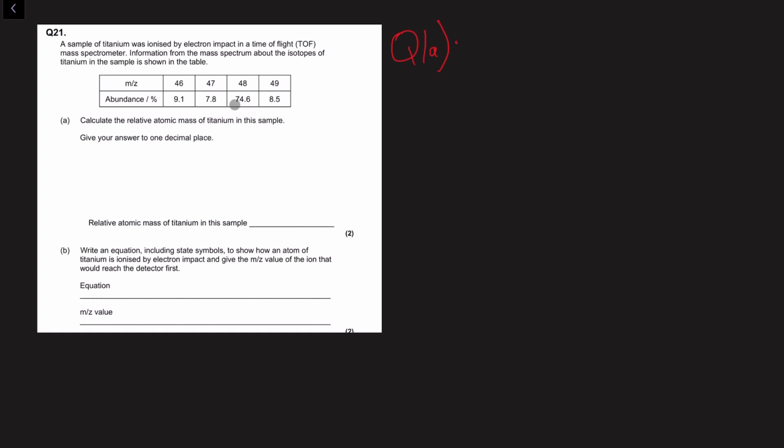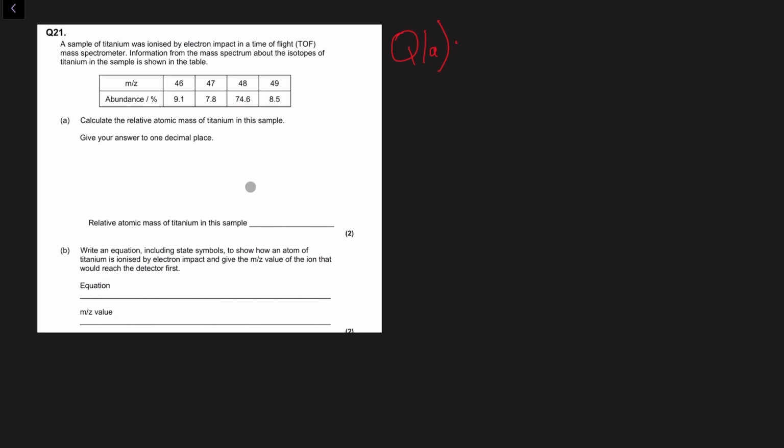Okay, so the question says, a sample of titanium was ionized by electron impact in a time-of-flight mass spectrometer. Information from the mass spectrum about the isotopes of titanium in the sample is shown in the table. Here we have the m/z, or the mass per charge ratios, and here we have the abundances in percentages. So these are the same as the mass numbers of the different isotopes. These are the different isotopes, and here are the abundances of those different isotopes. The question wants us to calculate the relative atomic mass of titanium, so it wants us to take into account all these isotopes.